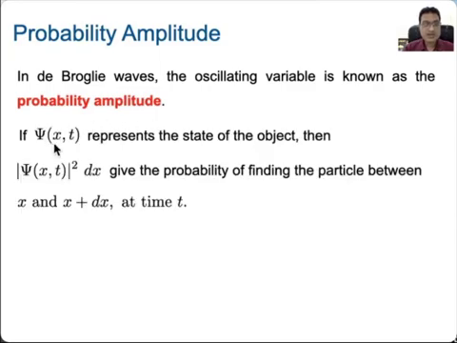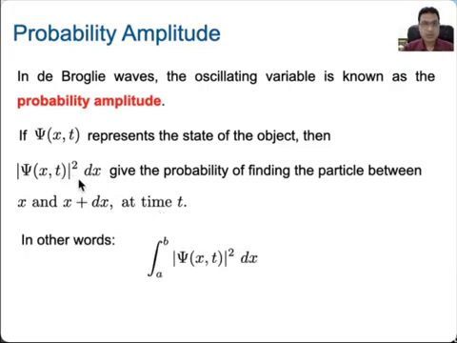Let's say this psi(x,t) represents the state of the object. It is the same thing we have seen in the classical world, where the state of an object is represented by the position or momentum. In the quantum world, the state of the object is represented by this function psi(x,t). Now you take the modulus square of this function, |psi(x,t)|² times dx, and this quantity gives the probability of finding the particle between x and x plus dx at time t. And this is what we call the probability amplitude.